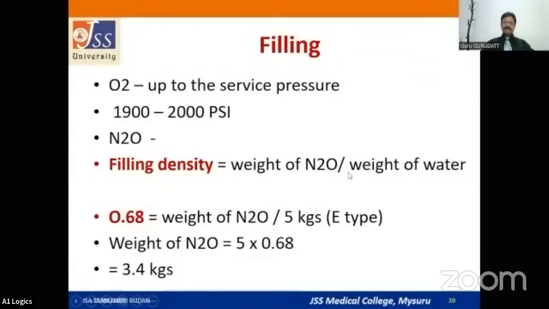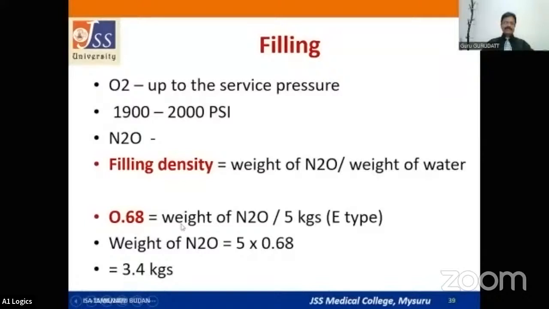Now, usually the capacity of the E-type cylinder is 5 liters. Because the density of water is 1, 5 liters means the weight also is 5 kgs. The filling density in a tropical country like India is 0.68. In temperate climates, it is 0.7. So this filling density you should always know. This is asked for you.